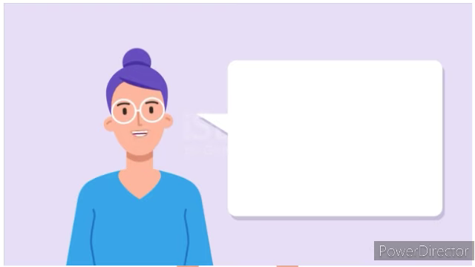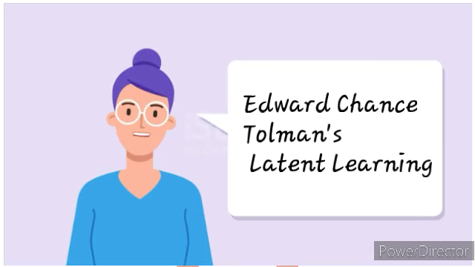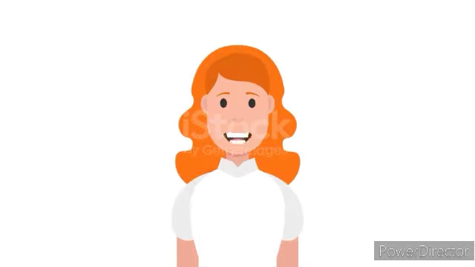First, Edward John Tolman's latent learning or place learning. And his theory was first introduced by Blodgett, who made use of the paradigm of learning without reinforcement. Tolman, on the other hand, developed studies on latent learning.